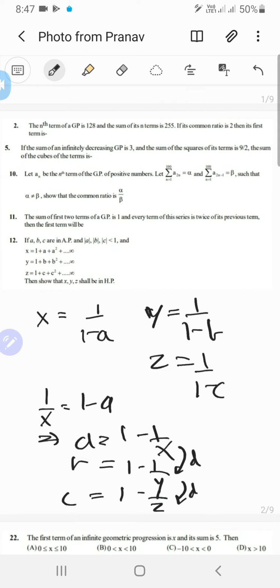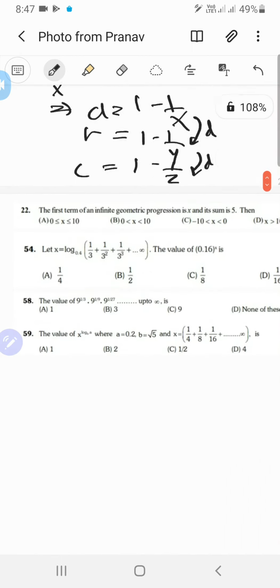So you will eventually get that negative 1 by x, negative 1 by y, and negative 1 by z are in an AP. So that gives us that 1 by x, 1 by y, and 1 by z are also in an AP. That's the definition of a harmonic progression. The reciprocals of x, y, z are in arithmetic progression. So yeah, x, y, z are in harmonic progression. Easy. Let's go to the next question.